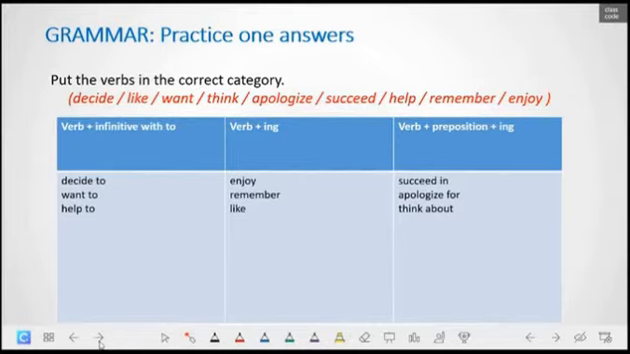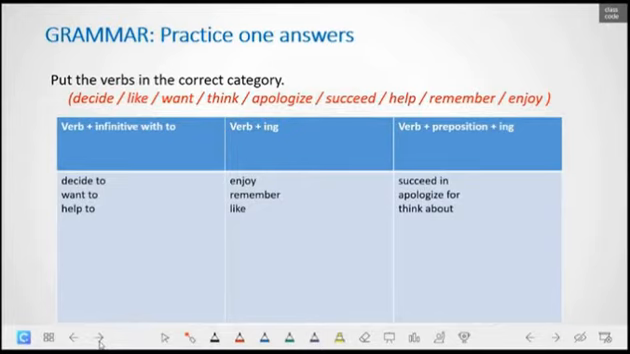Now we've got verbs that are followed by ing. I mean, the verb that comes after them is always in the gerund form. It's always in the ing form. So for example, I enjoy listening to Quran. Do you remember seeing him? So remember is the verb, and then you have see, which comes after remember, and it is always in the ing form. Now we've got like. I like running. I like swimming. So you can see that the verb that comes after this verb is in the ing form.